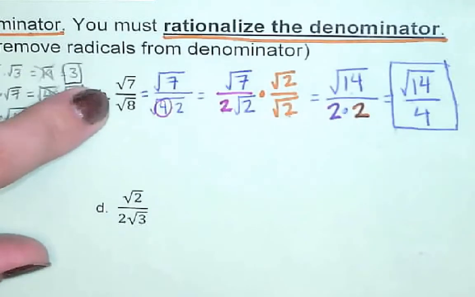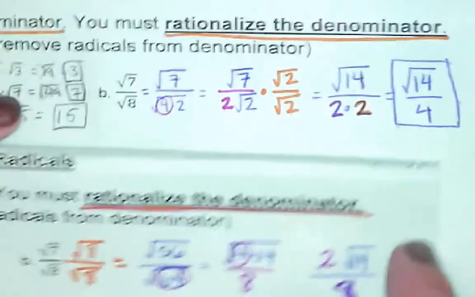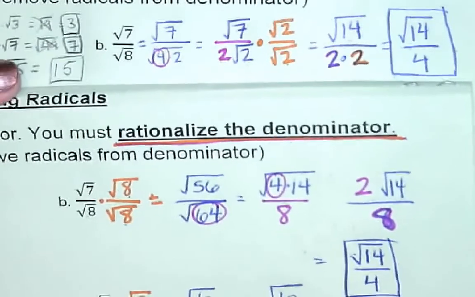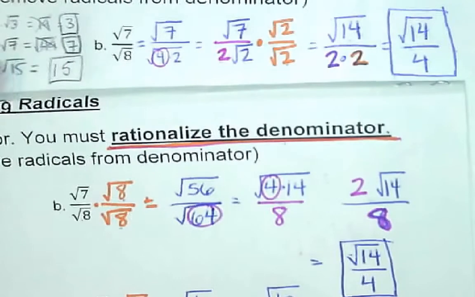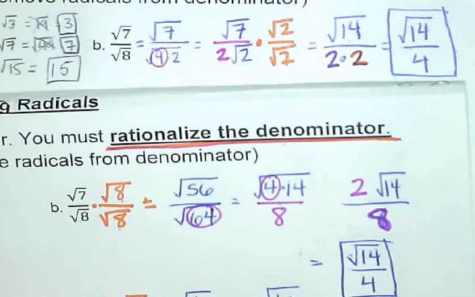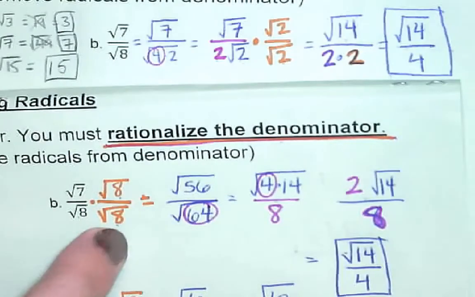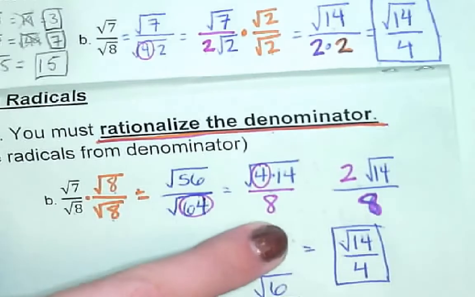Square root of 8, exactly. So I'm going to show you guys how I did this in another one of my classes so that you can see I got the exact same answer. If we multiplied by the square root of 8, that would have given us square root of 56 on the top, because 7 times 8 gives you that. And square root of 8 times square root of 8 eventually gives you 8, doesn't it? Because that's square root of 64.